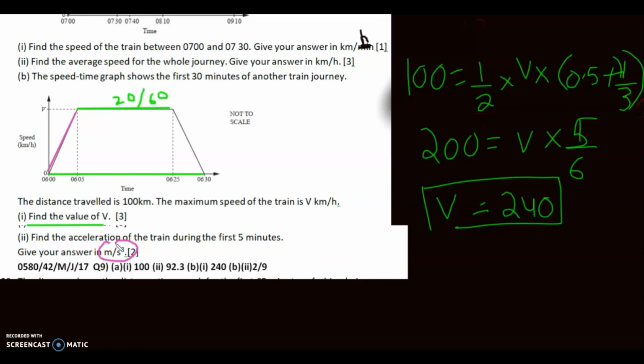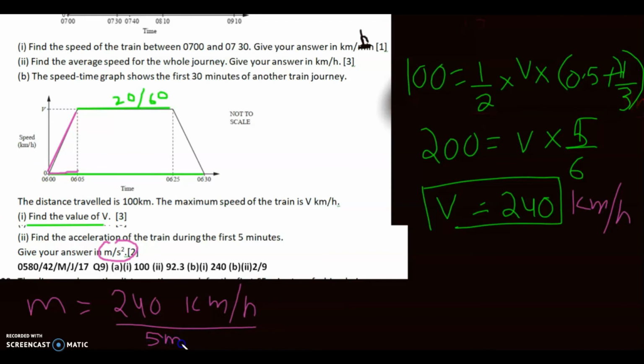So v came out to be in kilometers per hour. Let's change this into meters per second. We actually need the rise over run, so rise would be 240 kilometers per hour. And what is our run? Run is simply 5 minutes. But the answer should be in meters per second square. So first I'll change the numerator into the correct units.